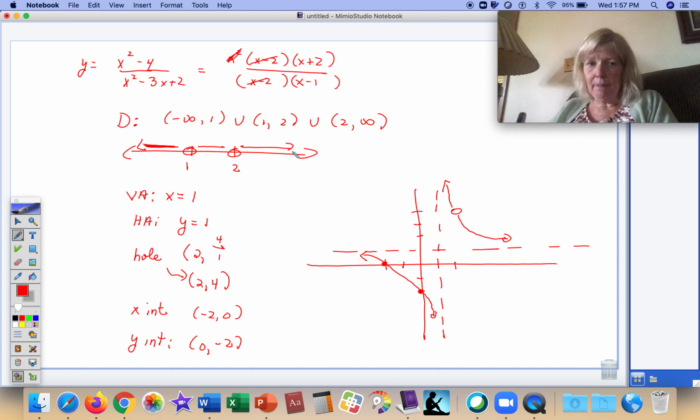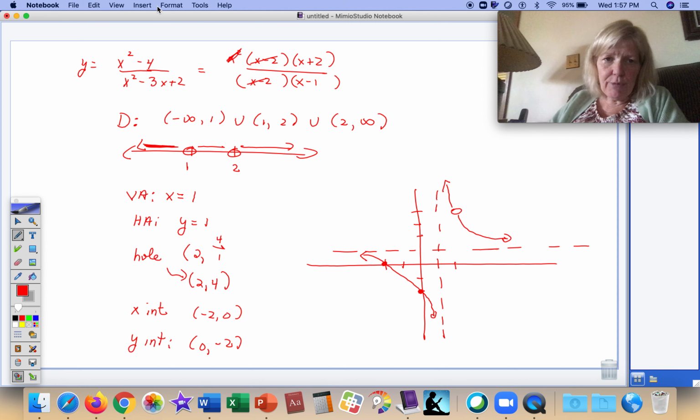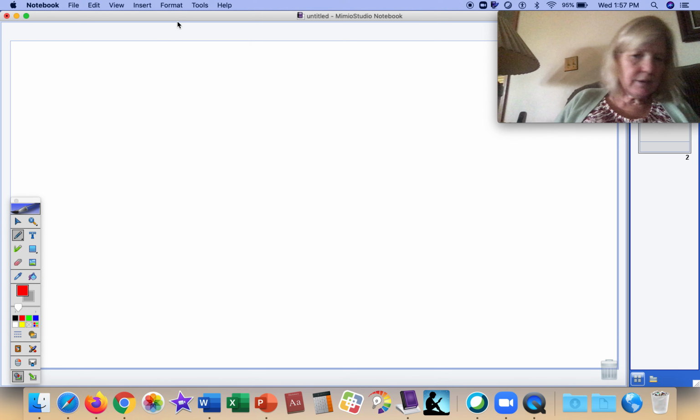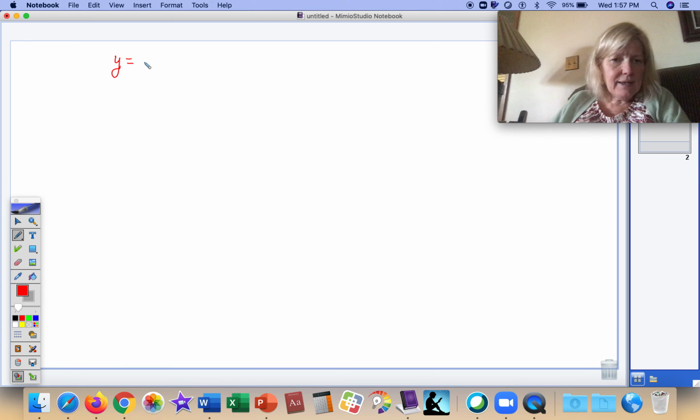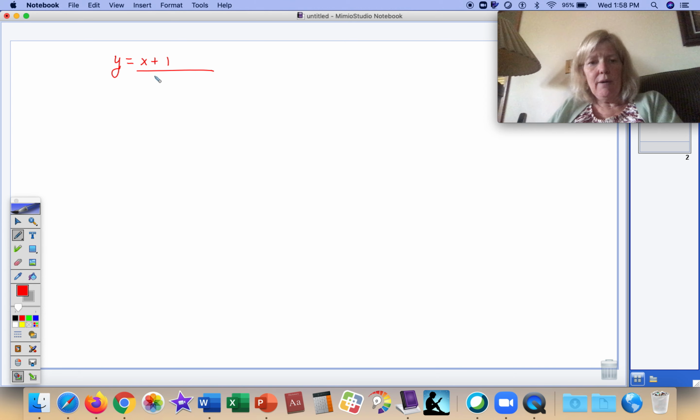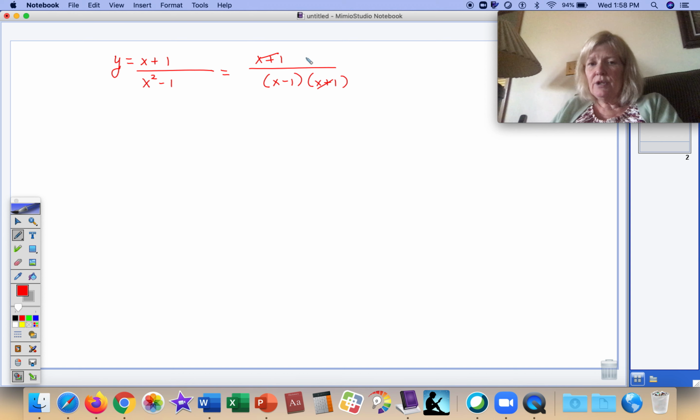Okay, and the other problem, I just want to go over it one more time with a little more detail with the hole, and that was y is equal to x plus 1 over x squared minus 1. So factor the denominator, you get x plus 1 over x minus 1, x plus 1. So you end up with 1 over x minus 1.